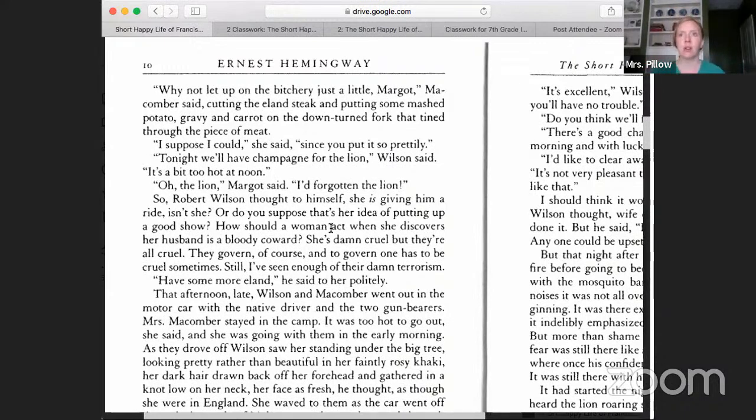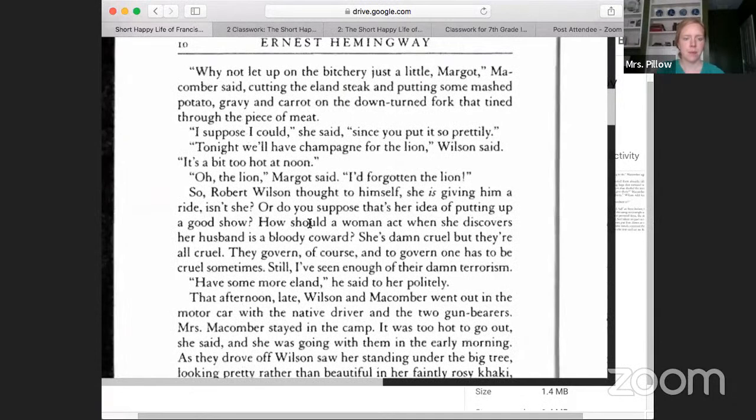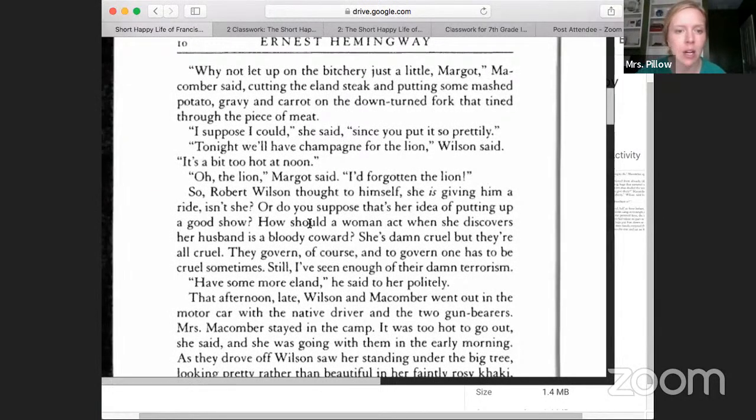Have some more Elon, he said to her politely. Okay. Whose perspective, whose inner thoughts do we hear in that little section? What? I didn't hear that. Am I cutting out? For just like 1 second. Oh, okay. My question was, whose perspective, whose thoughts did we hear in that one little section? Wilson again. And what's Wilson saying here about her? What does he think that she's doing here? Okay, let's take a look at the line where it says, so Robert Wilson thought to himself.